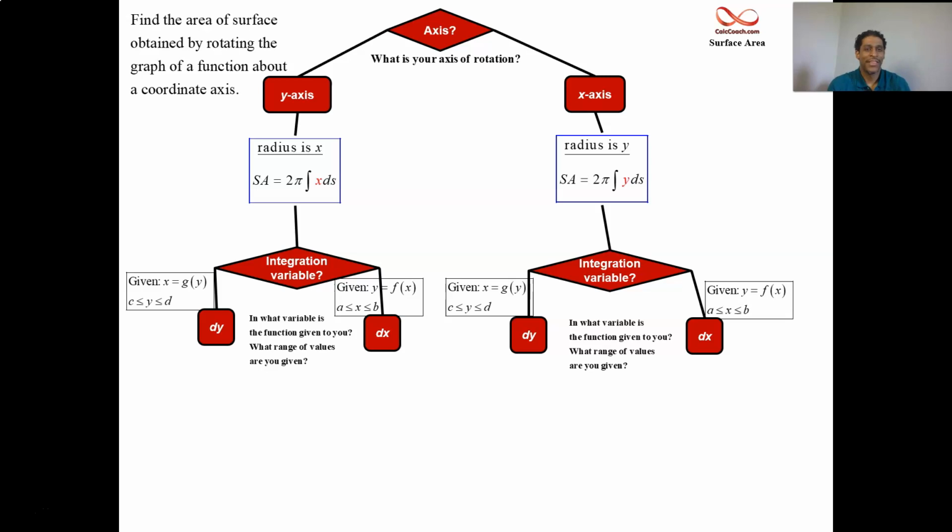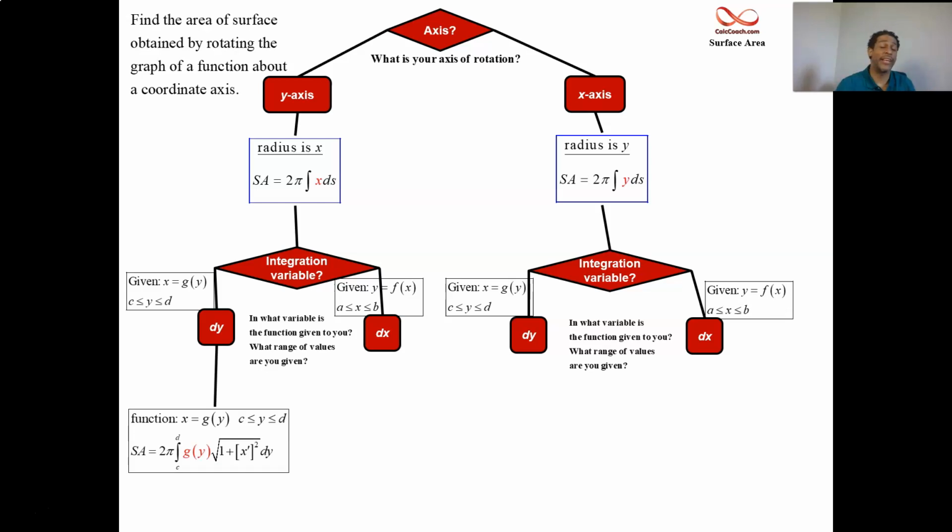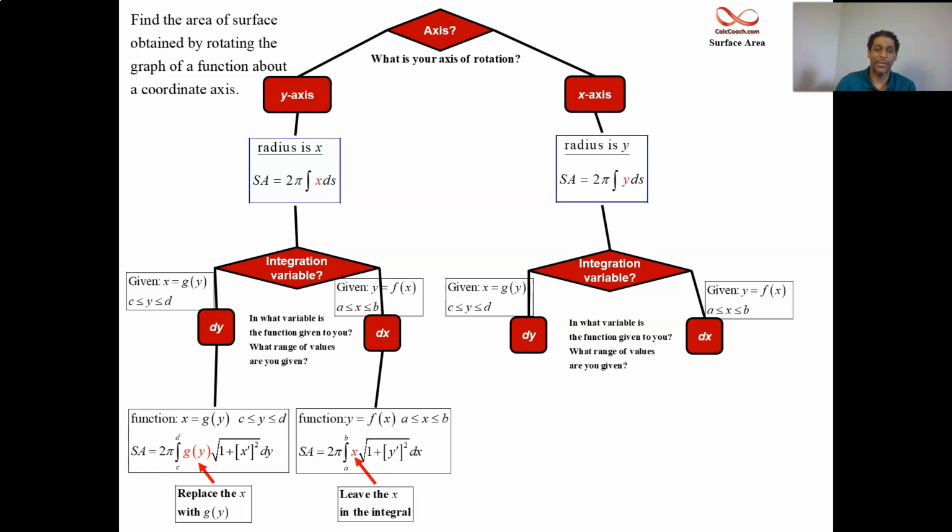All right, so you're rotating around the y-axis where the radius is x, but you're going to integrate in y. You can't have this. You have to replace that radius with g of y. Now, if you're rotating around the y-axis where the radius is x, and you're going to integrate in x, then it's perfectly fine. You leave that x as the radius and don't do anything with it. That's the difference there. In one case, you want to replace it because you're in the wrong variable. In the other case, you want to leave it because you're in the right variable.